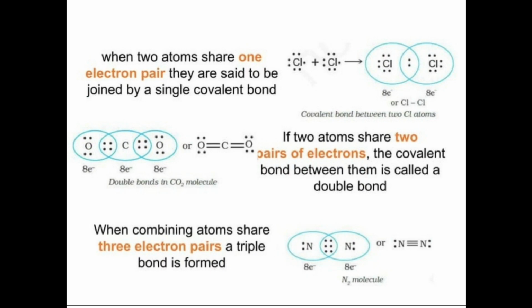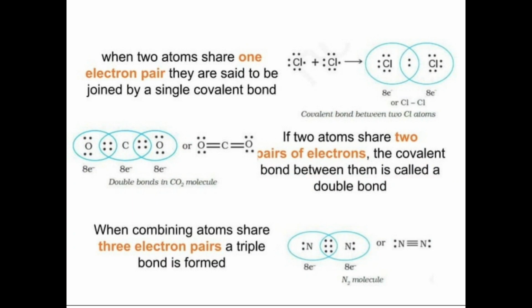In this slide, it is clearly visible that a chlorine atom has 7 electrons in its valence shell. Each chlorine atom requires 1 electron to complete its octet. Therefore, two chlorine atoms share their 1 electron, and the shared pair of electrons belongs to both the atoms. They are equally shared by both.